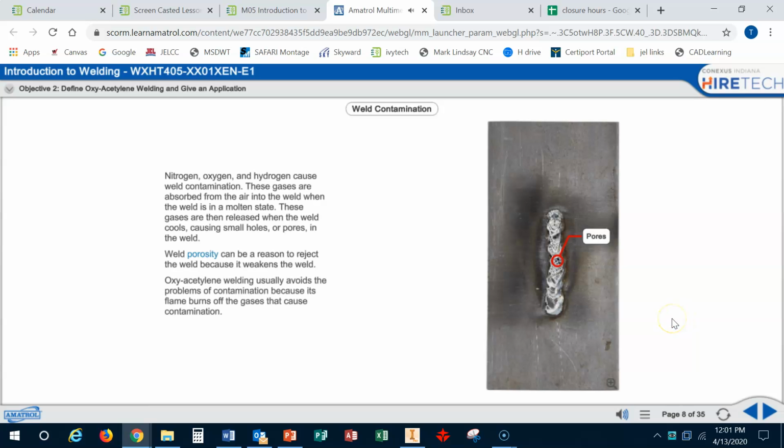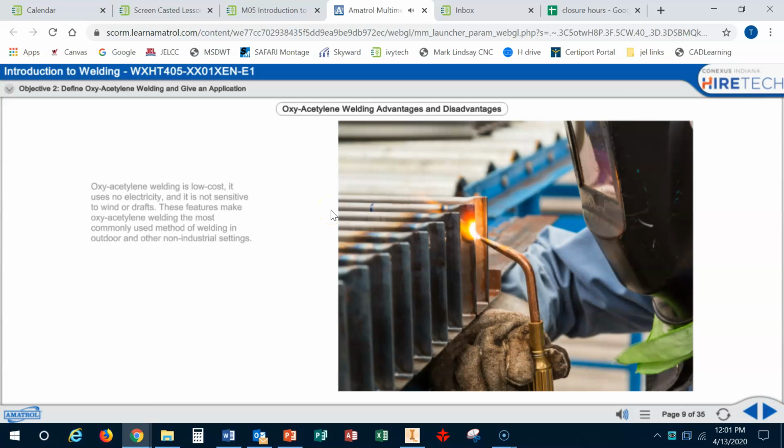Oxyacetylene welding usually avoids the problems of contamination because its flame burns off the gases that cause contamination. Oxyacetylene welding is low cost, it uses no electricity, and it is not sensitive to wind or drafts. These features make oxyacetylene welding the most commonly used method of welding in outdoor and other non-industrial settings.